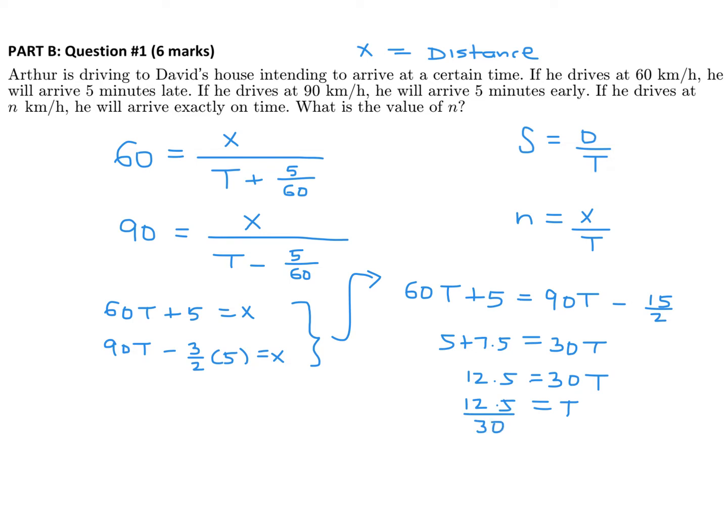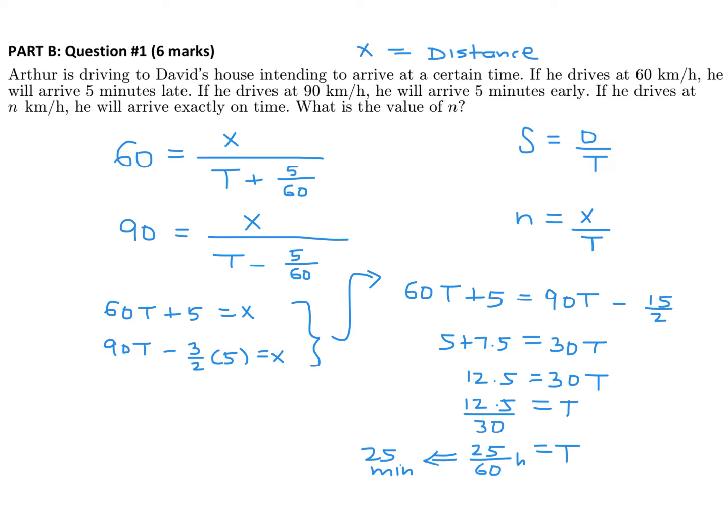And that is in hours, because our time is in hours. But if I multiply top and bottom by 2, I get 25 over 60 hours. I'll just put an h in there for hours. And that's really 25 minutes. So there we go. t is 25 minutes.